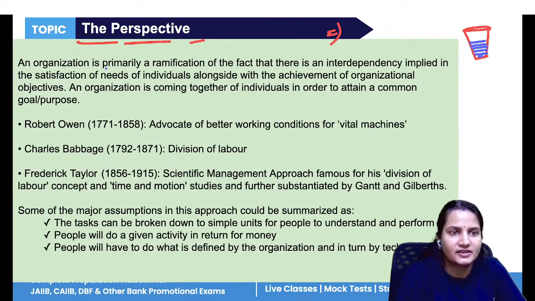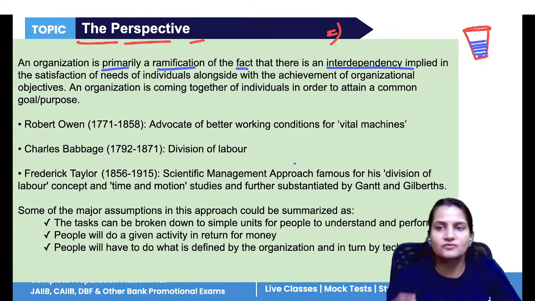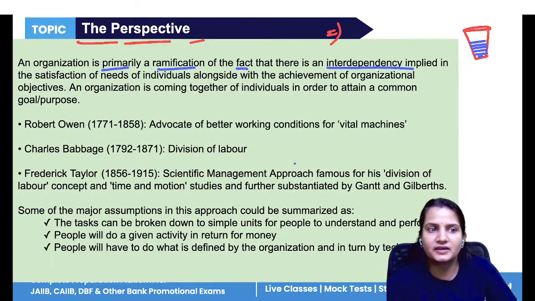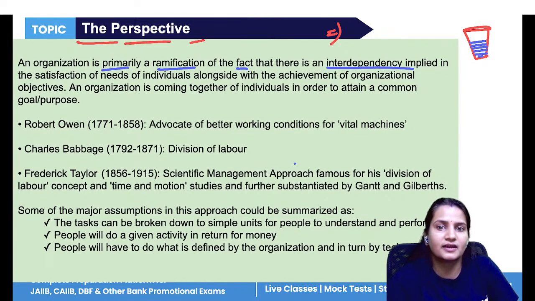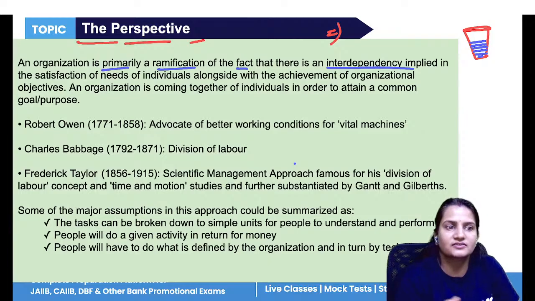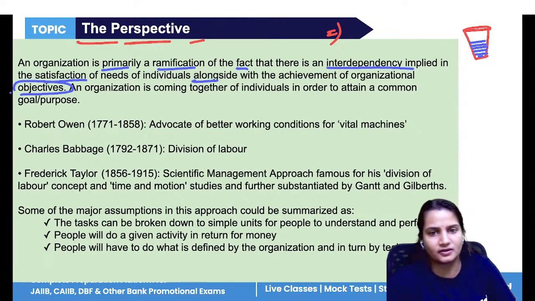So organization is primarily a ramification of the fact that there is interdependency. So one person is interdependent on the other person. All the people are working in the company for their growth, for their career advancement. And with this, the organization will also get the benefit of achieving its targets. So for fulfilling the satisfaction of needs of individuals alongside achieving the objectives of the organization, every organization comes together to achieve a common goal, a common purpose, with the help of people.